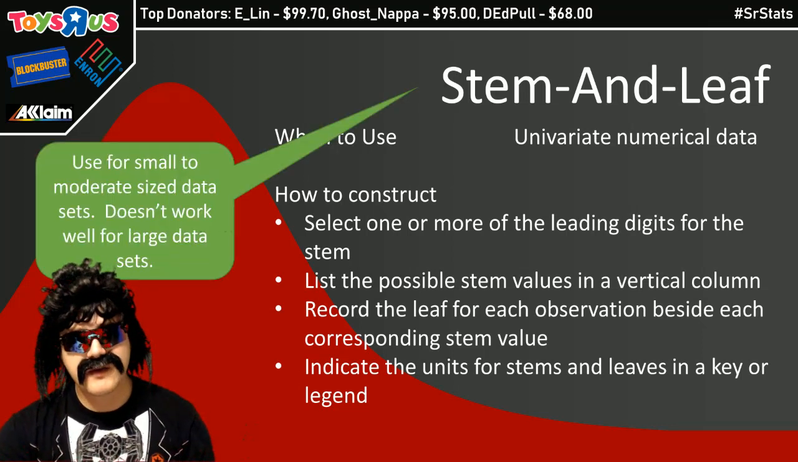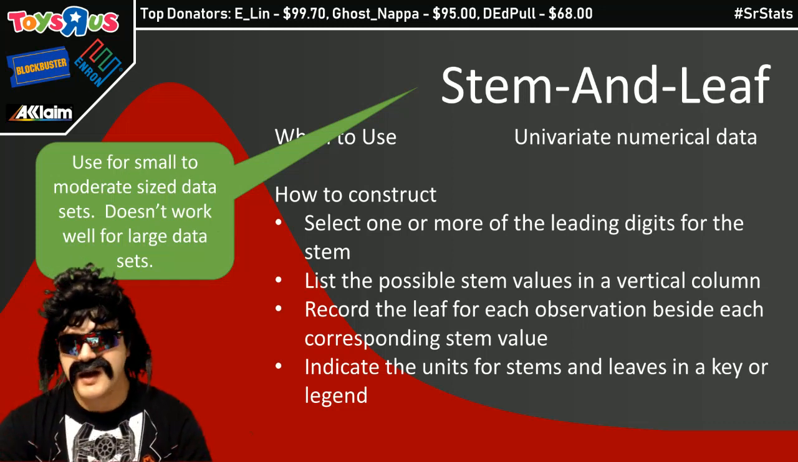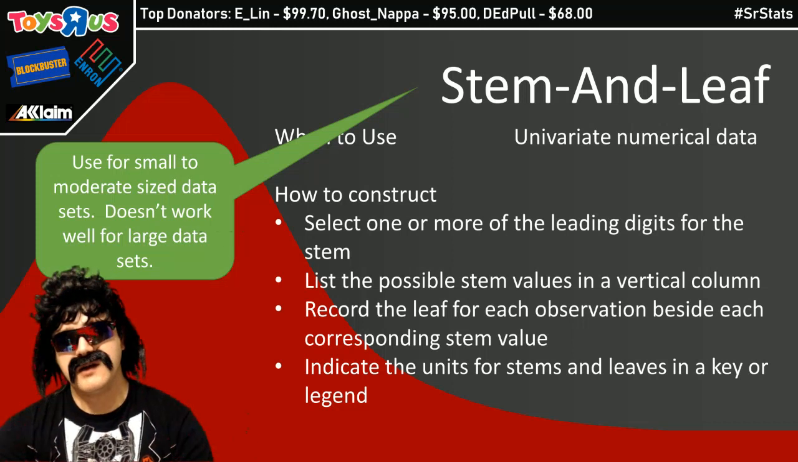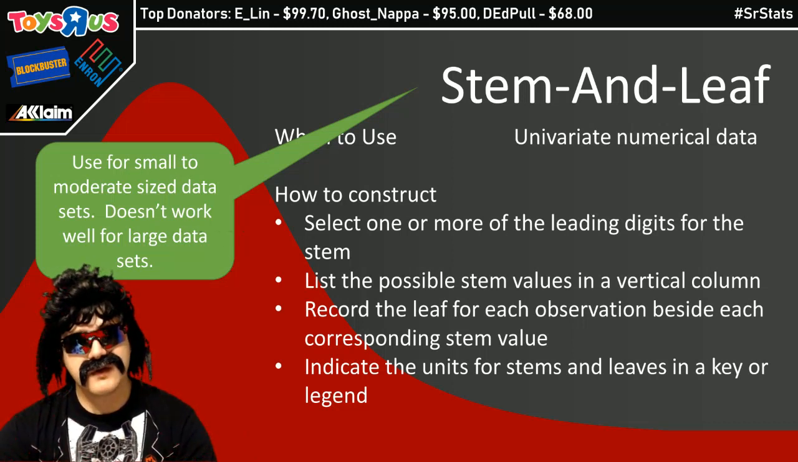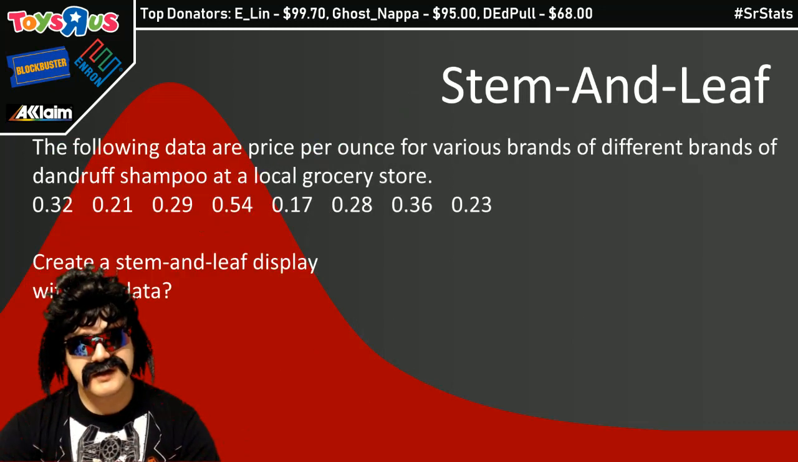Now the key thing about the stem and leaf is you want to use this for small to moderate sized data. It does not work very well when you start having numbers that are in the hundreds. Too much data messes things up and makes it kind of clunky. So this works very well for small data sets that you're not going to have too much to work with. So let's look at an example.